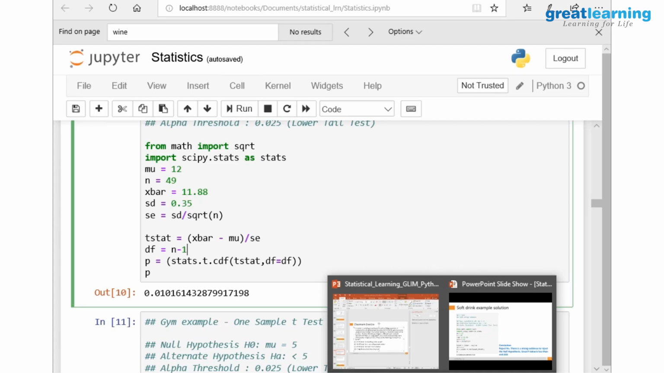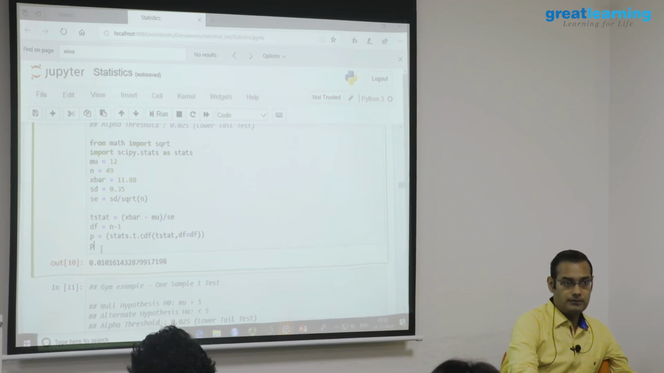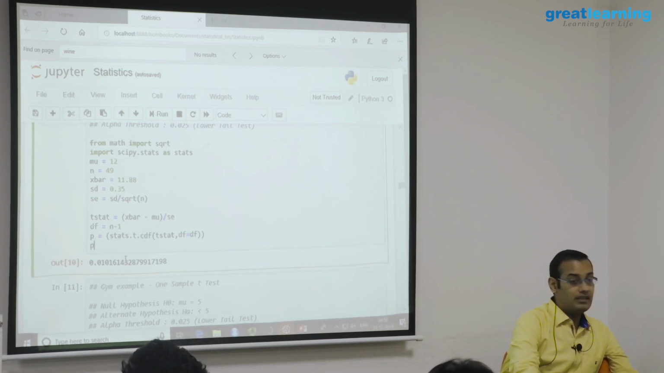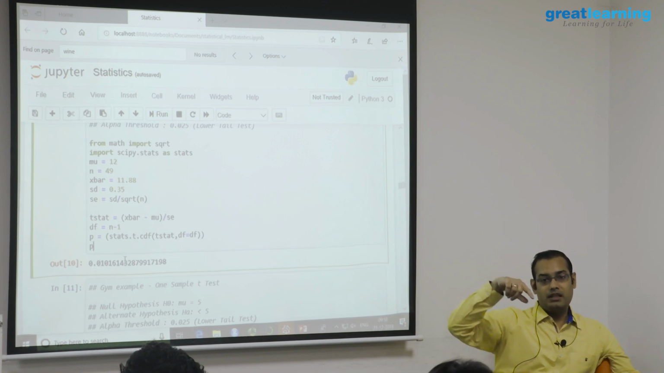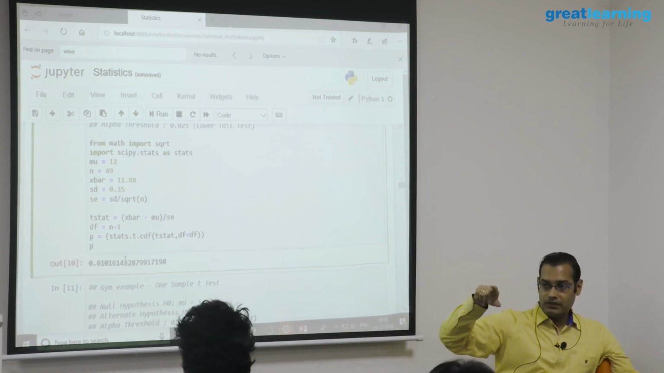So to get the probability value, I take the stats.t.cdf, the cumulative distribution function, I pass the t stat and I pass the degree of freedom, and I get the p value. Okay. This p value I compare with my alpha, and this p value by the way is a left tail value.